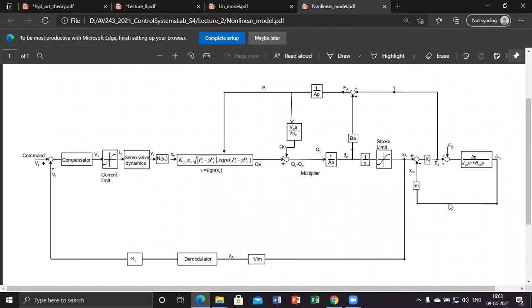Okay, you like this diagram? The previous diagram was good. Any problem in understanding this? No, sir.